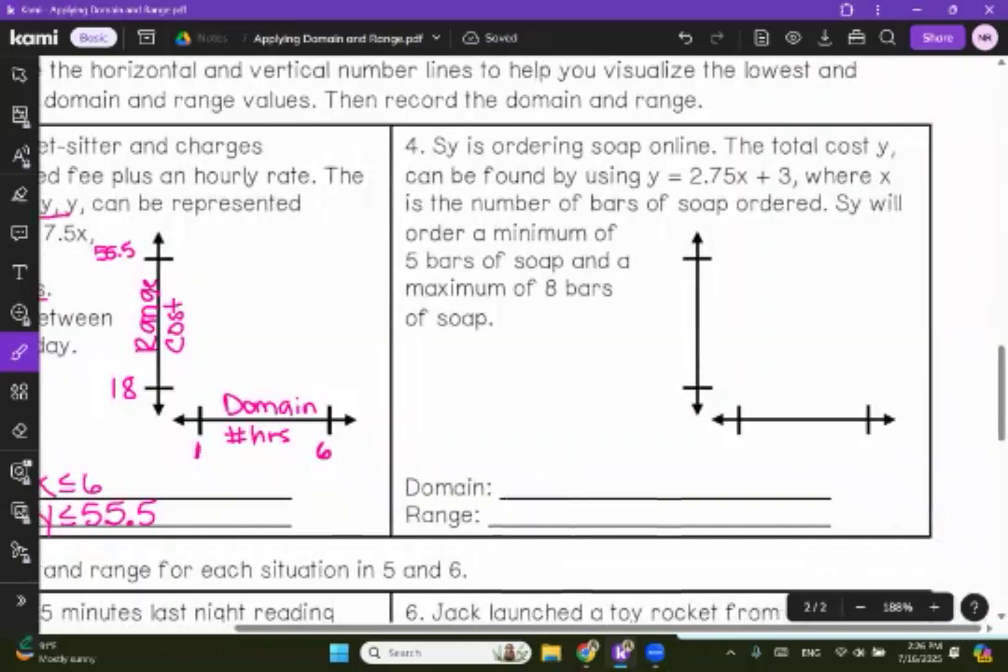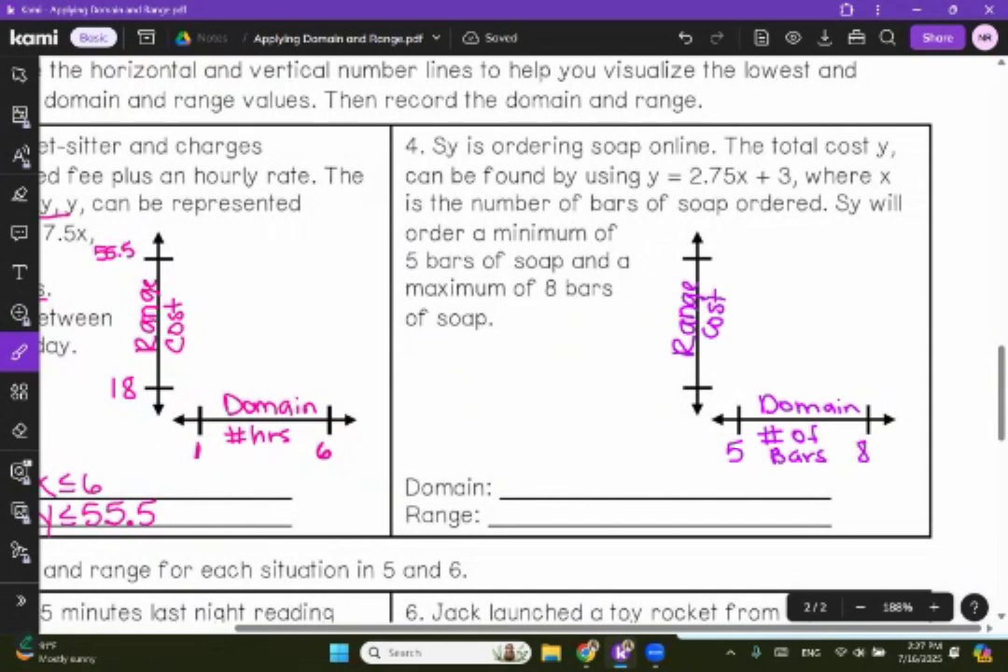Sai is ordering soap online. The total cost can be found using that equation where X is the number of bars of soap, and the range obviously is going to be the cost. Okay. Sai will order a minimum of 5 bars, maximum of 8.